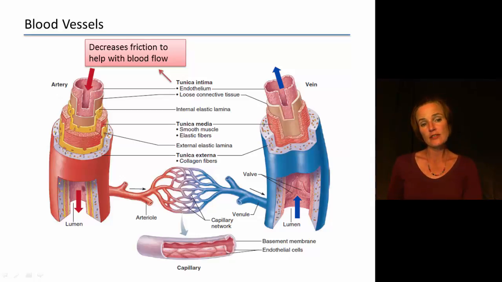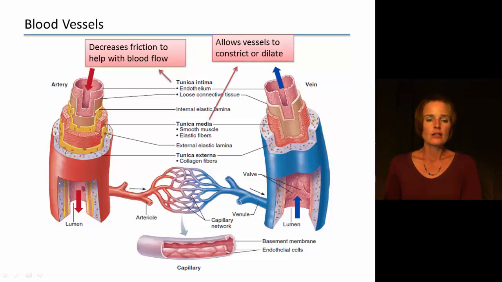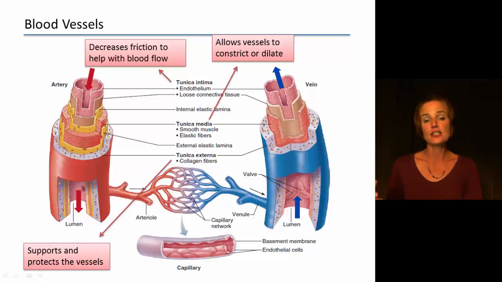Its job is to decrease the friction, and if we decrease the friction, that's going to help with the overall flow of blood. The tunica media is going to allow the vessels to constrict or to dilate. And then we also have the tunica externa, which is going to be for support. It's also going to be for protection of these different arteries and veins.